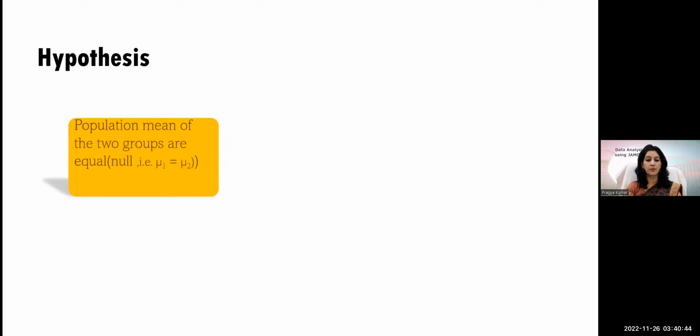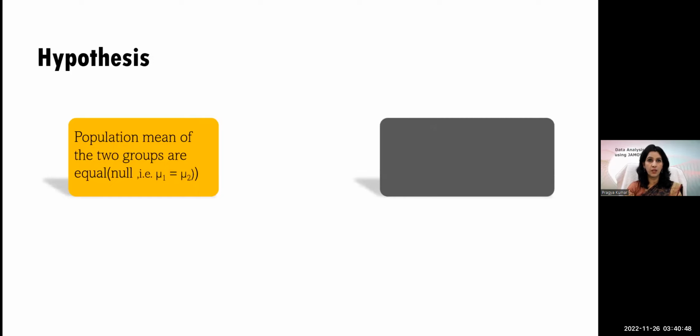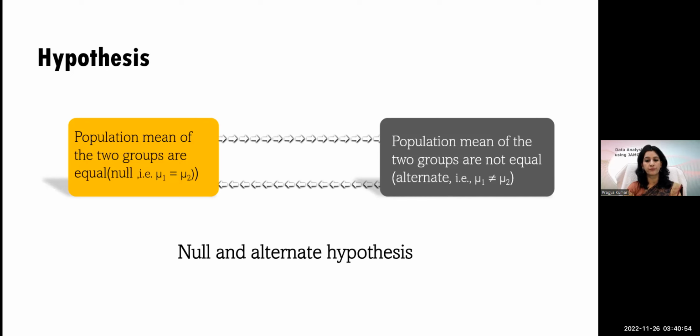So what is the null hypothesis? The null hypothesis states that the population means of the two groups are equal, and the alternate hypothesis states that the population means of the two groups are not equal. So this is regarding the parametric test, if there is a normal distribution. If the distribution is not normal, then what will we do? We will go for the Mann Whitney U test.